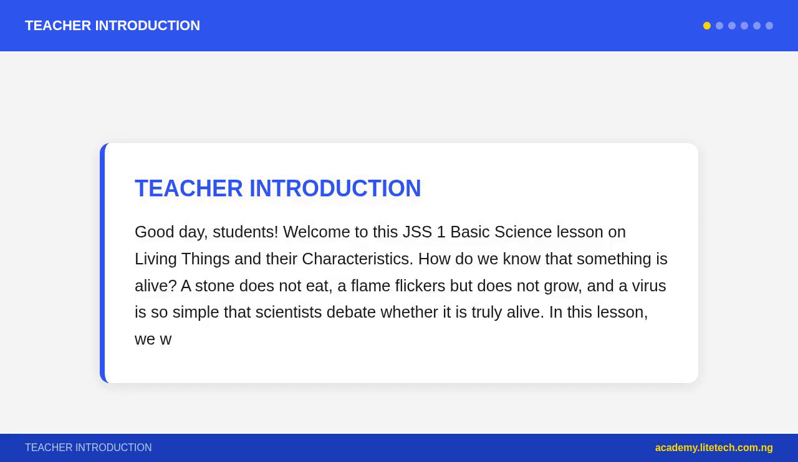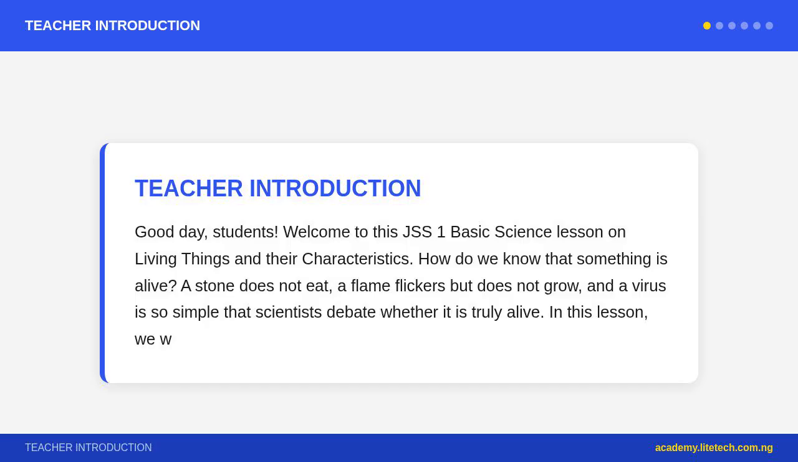Let us begin. What is a living thing? A living thing, or organism, is any entity that possesses and carries out the processes of life. Living things include animals, plants, fungi, bacteria, and protists. The 7 characteristics of living things: MRS GREN. M, Movement. All living things move some part of themselves.